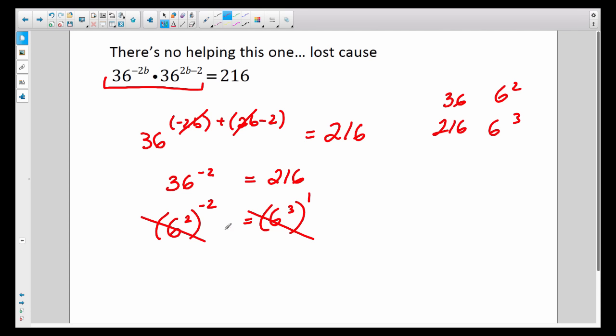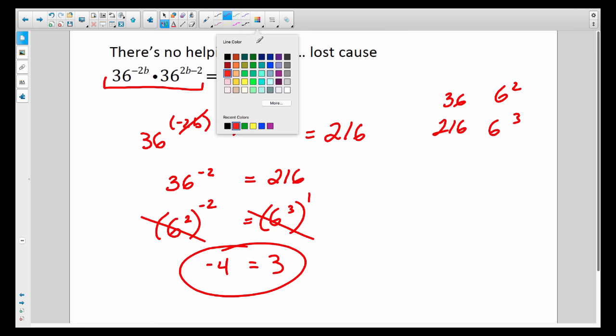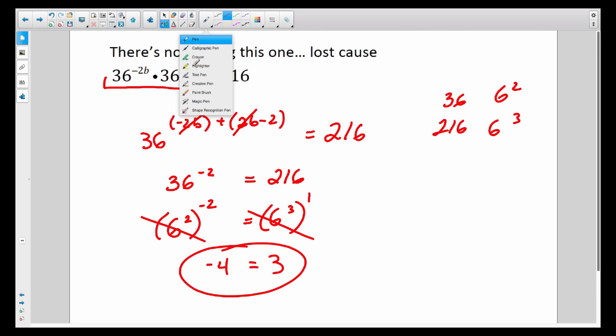2 times negative 2 is negative 4. 3 times 1 is 3. That's the problem. This is no good. How in the world could negative 4 be equal to 3? So that just tells you that this original equation is unsolvable. There are no solutions.